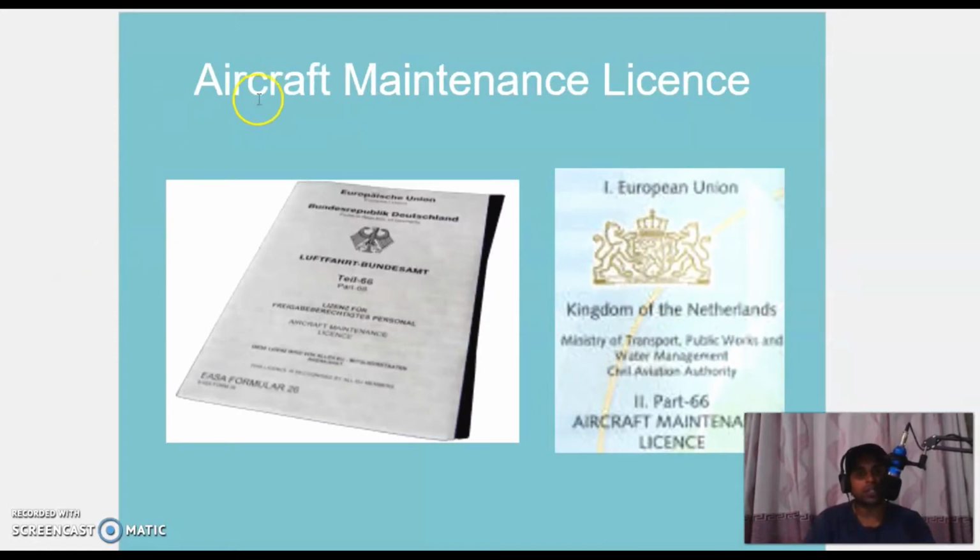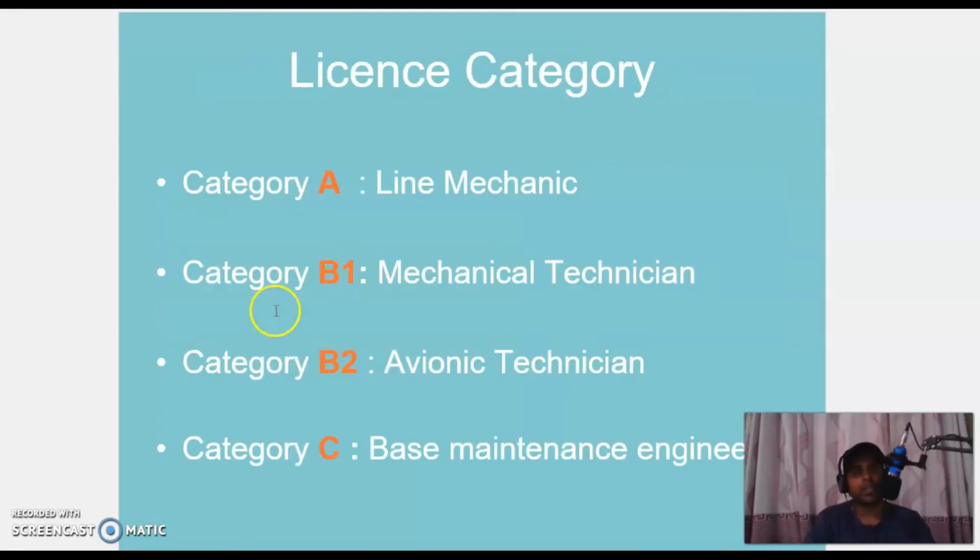Okay, so this is an aircraft maintenance license. This is an example from the European Union, and this is issued by the Kingdom of Netherlands. This is the Part 66 aircraft maintenance license. Now we're going to move to license categories.